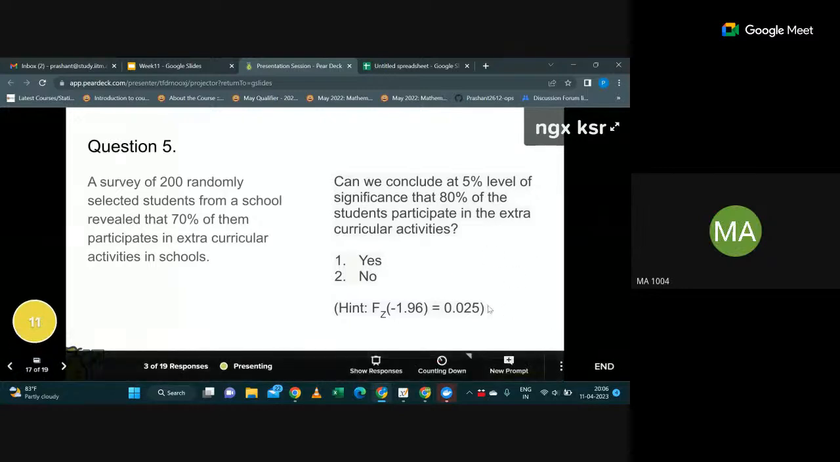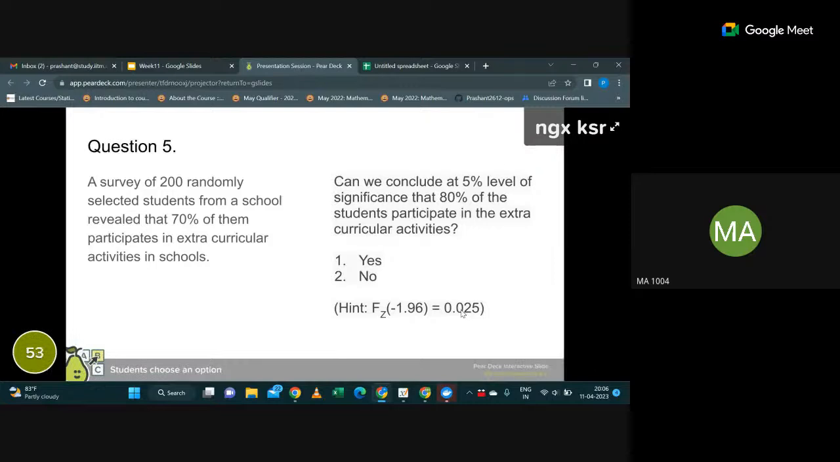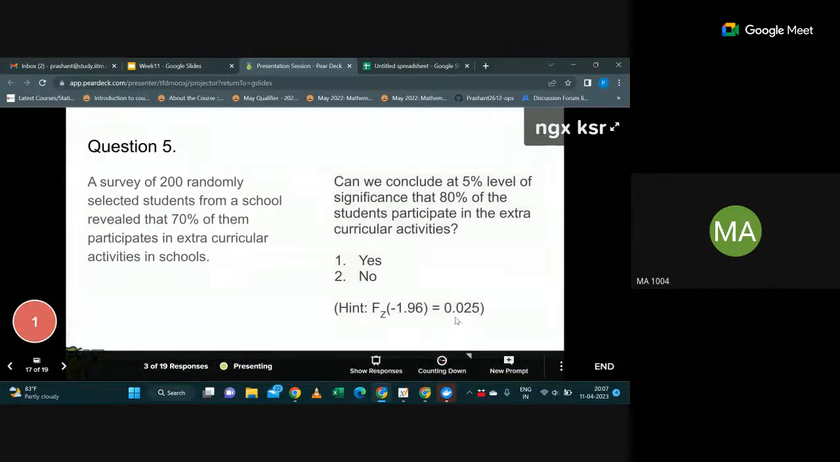So, do you want extra time? Because I received only 3 responses. So, let me extend the time limit for 1 more minute. After that, if you feel, just tell me, we'll extend the time limit. So, do you need extra time? Anybody? Yes, sir. 1 minute.